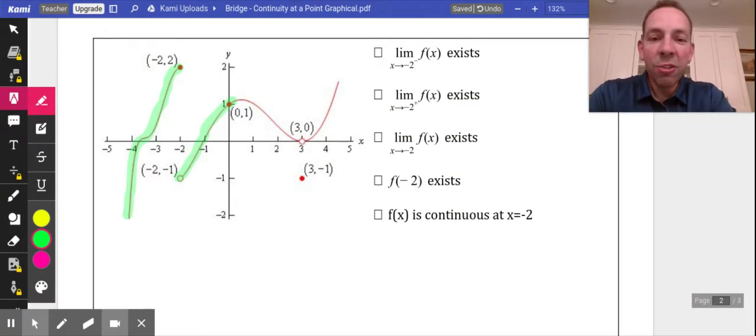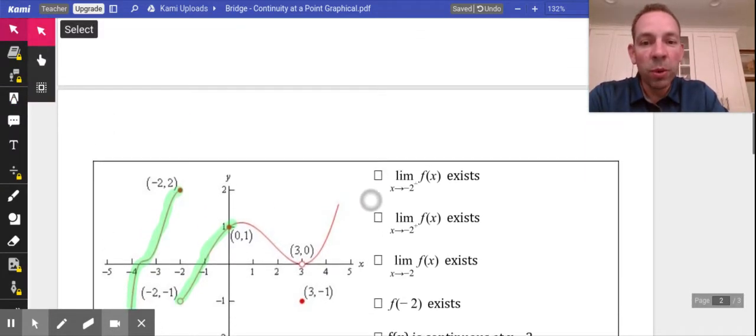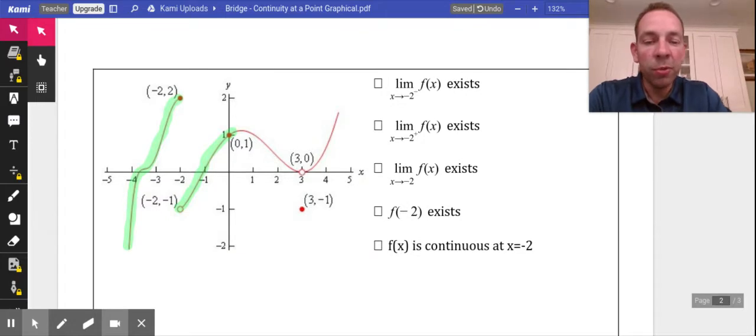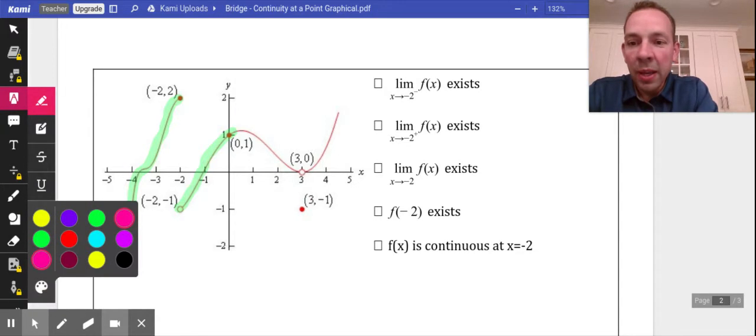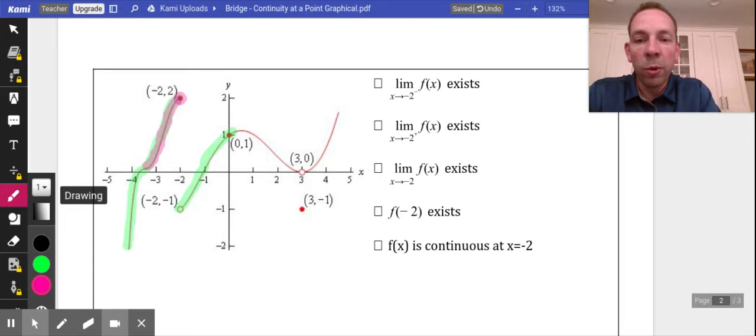We've got 5 conditions over here, and we're going to go through this list one by one and try to prove whether these are true or false. Let's see, what is the limit as x approaches -2 from the left? If we approach -2 from the left, I'm going to start in this neighborhood and inch my way closer and closer to -2. It doesn't matter whether that was an open or closed circle, my answer is going to be +2 no matter what. So that's a +2.